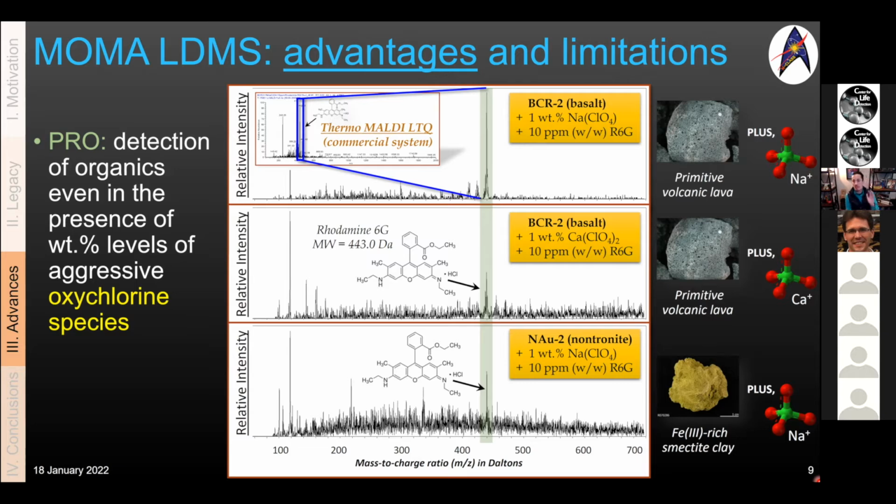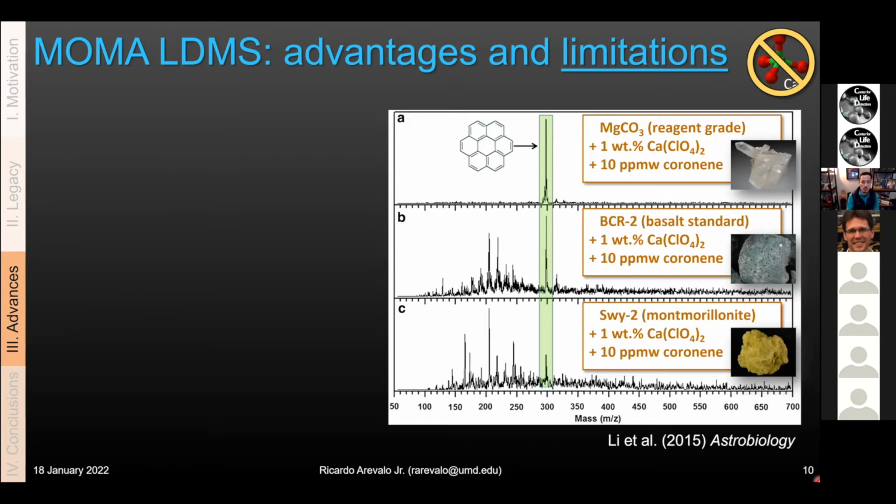And that's what you see here. Regardless of what the inorganic lithological matrix is, basalt or clay, we can see the organic that we've doped, so we know what's in there. We've got 10 parts per million of rhodamine 6G. It's not the most exciting organic compound, but it's a reference material that's been very well characterized. We can effectively see through even weight percent levels of perchlorate because of that pulsed laser source. That was one of the key motivating factors of making sure MOMA was capable of an LDMS experiment. It's also capable of doing pyrolysis as well.